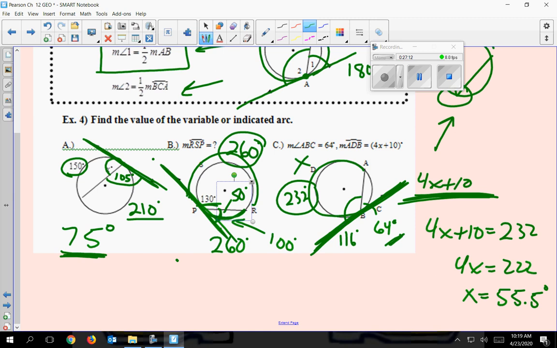Another way I could have done it, this 64 degrees was the angle. I could have doubled that. I get 128 for this arc. And I could have taken that and subtracted it from 360. That would have given me 232. But I still had to go back and set it equal to 4x plus 10 to solve for it. Okay. There's another way to do it, but I think those are the two pretty obvious ways you could have attacked that one. Okay.